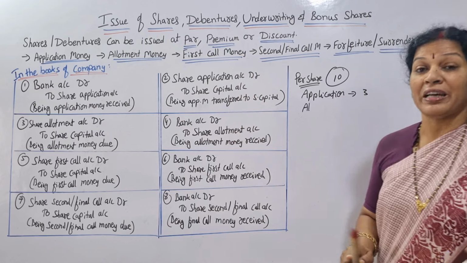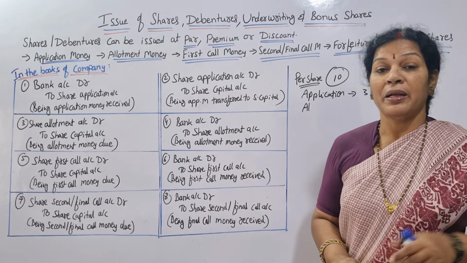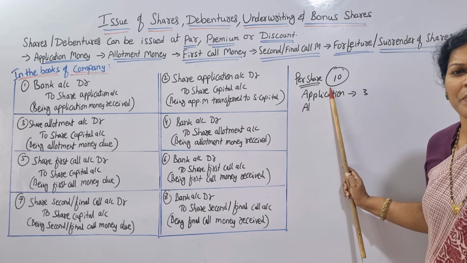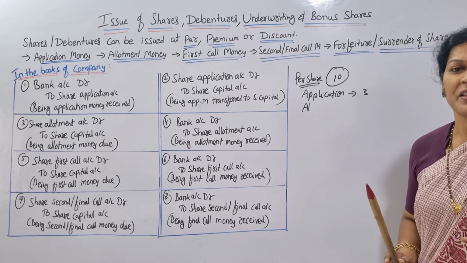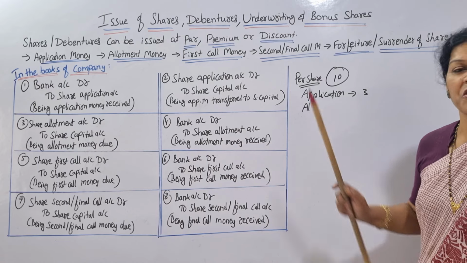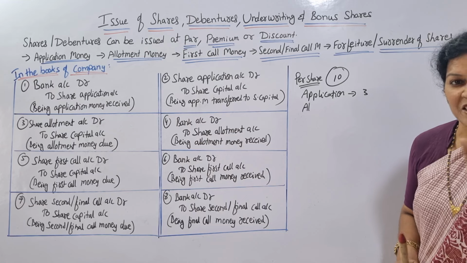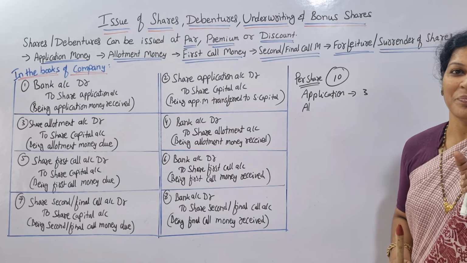Sometimes they are issuing at premium. Premium is more than this 10 rupees. Where the company is having lots of demand, then they may issue the shares at premium. Actual cost is 10 rupees, they may issue for 12 rupees. That extra 2 rupees is premium.